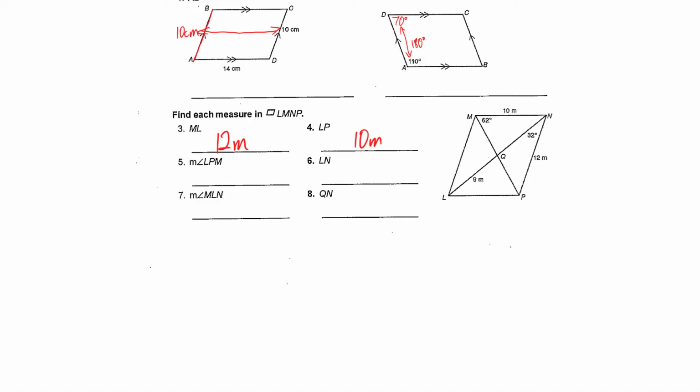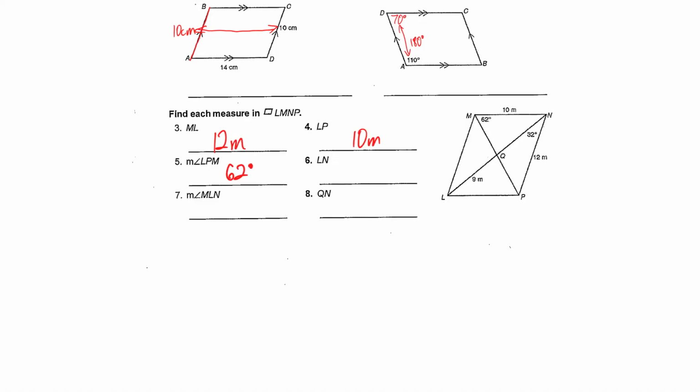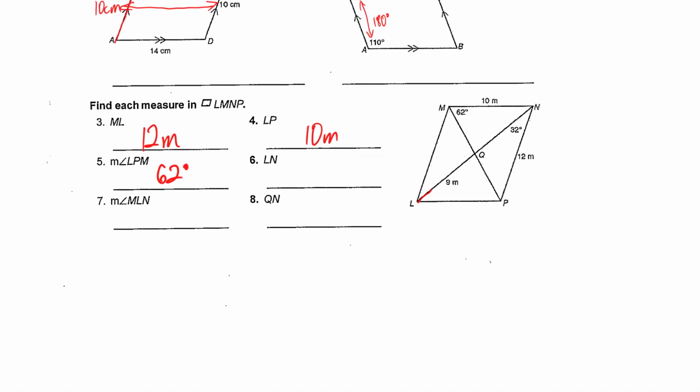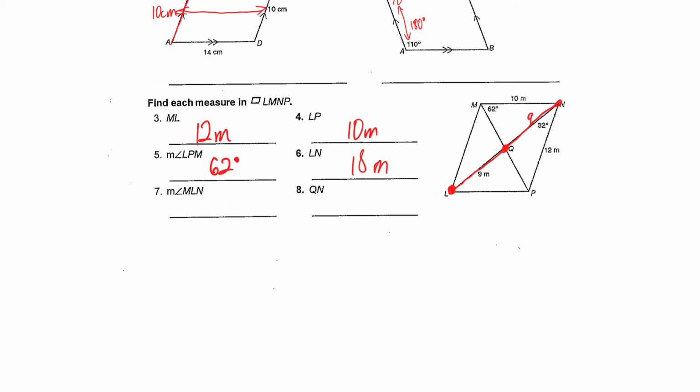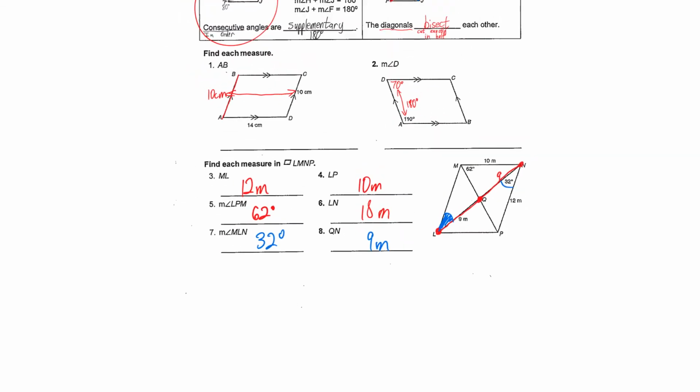Alrighty. How long is LN, this whole diagonal? It's going to be 18. That's right, because from here to here is 9. This is going to be 9, so the total is going to be 18. What's the measurement of angle MLN? MLN is this one right here, and it's going to be the same as this one, so yep, 32. And then how long is QN? 9. So pretty easy stuff there.